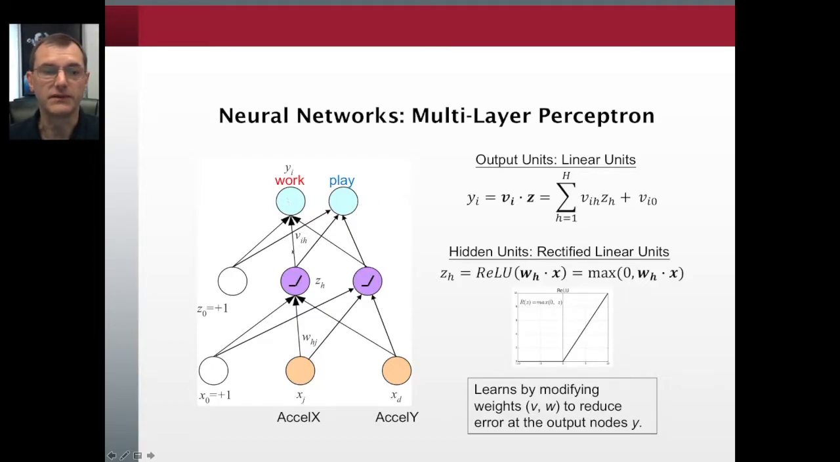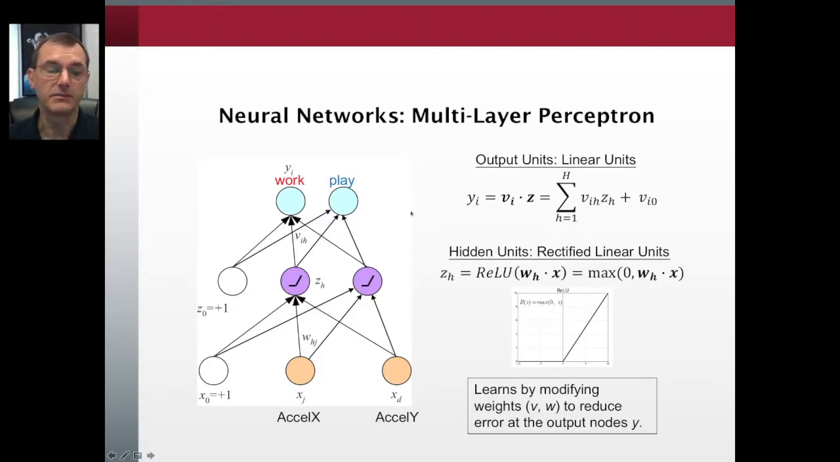So for example, if we input the acceleration values and the work node may output a 0.8 and the play node may output a 0.2, then the prediction for the network would then be 0.8. So that's how the network is used, but of course we first have to train the network or fit it to the data, and the main way that's done is by modifying the weights that are on all of the links in the network.